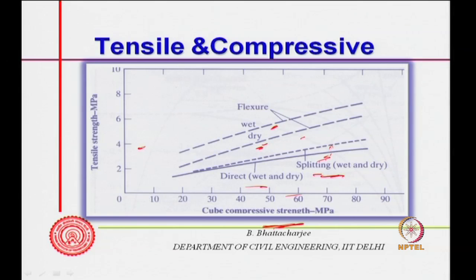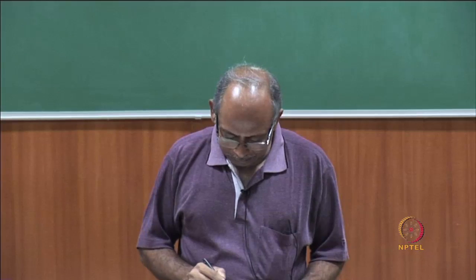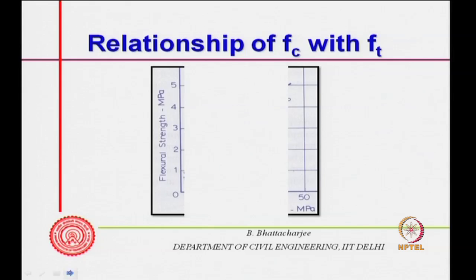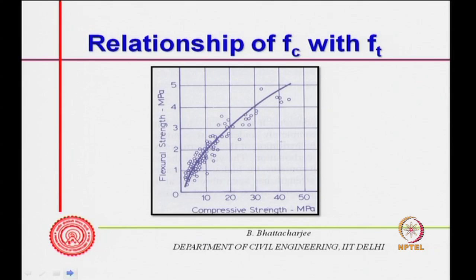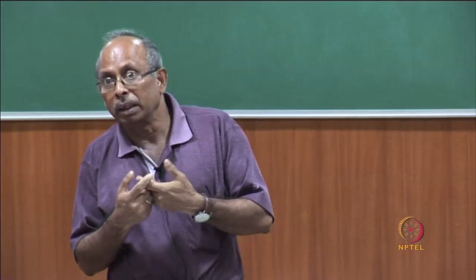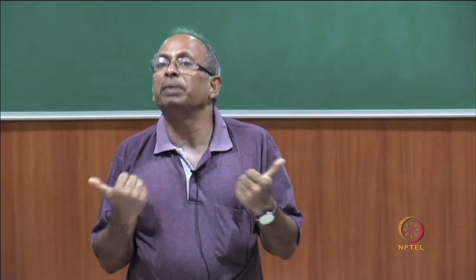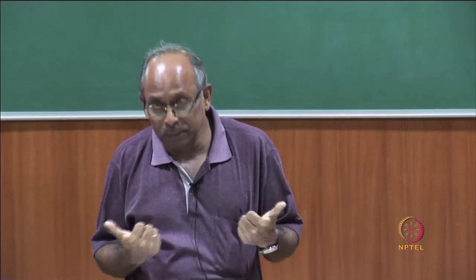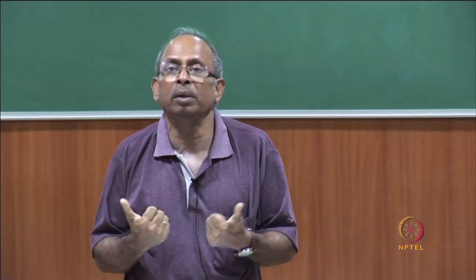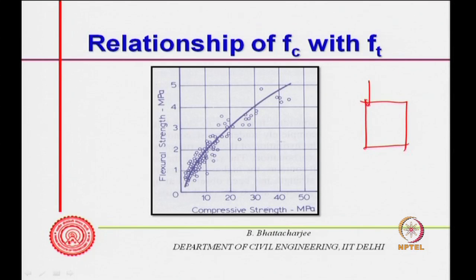But what one can see is that one can relate the cube compressive strength and tensile strength, and people have done that. Basically, compressive failure is also a tensile failure, that is what we have seen in the other lecture, because the failure occurs by tension in the transverse direction when applying uniaxial compression.